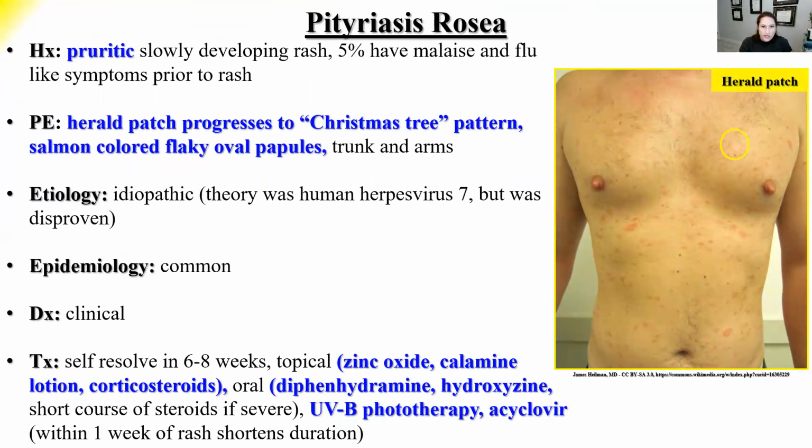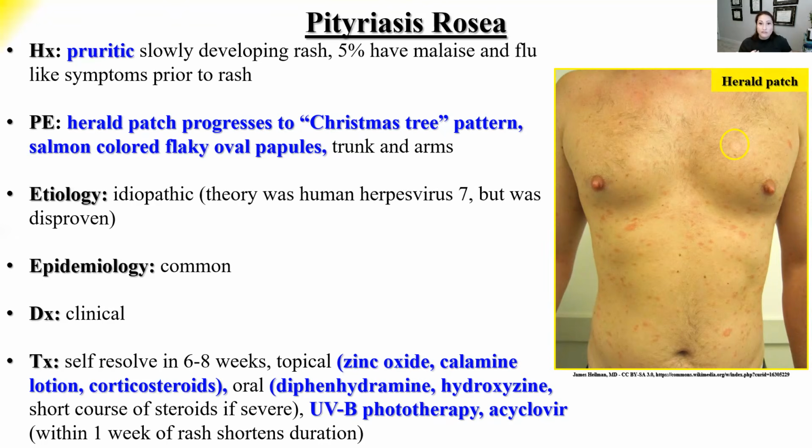Pityriasis rosea is a very common dermatitis. This is an itchy, slowly developing rash, and about 5% of people will have malaise and flu-like symptoms prior to the onset of the rash. The physical exam findings are key on this disease here. I'm going to draw you to this picture here. There's a circle around the herald patch, and this is usually the first sign of the dermatitis. It heralds the onset of the rash.